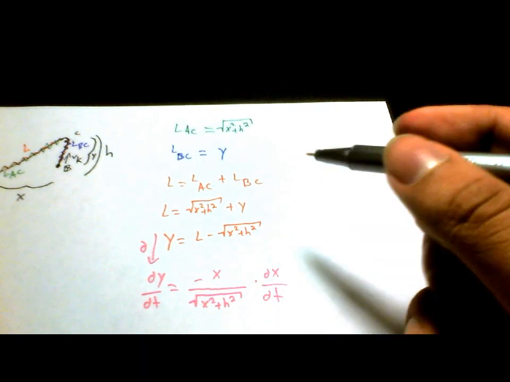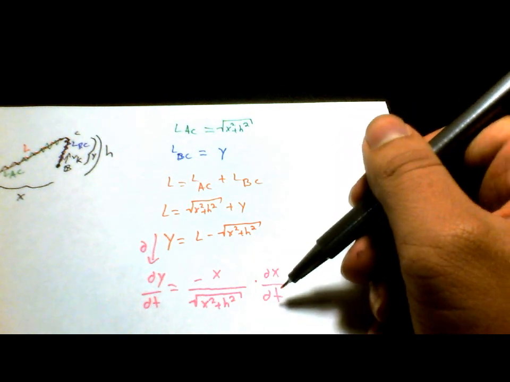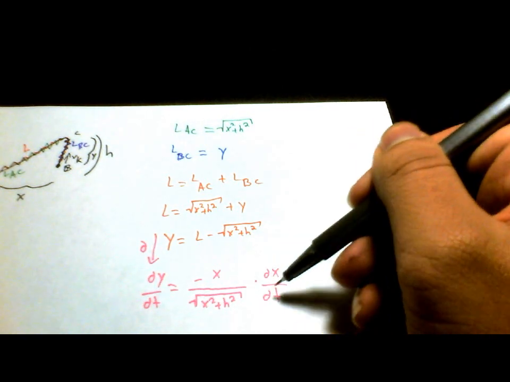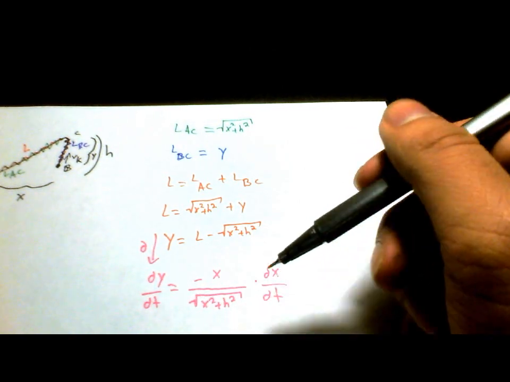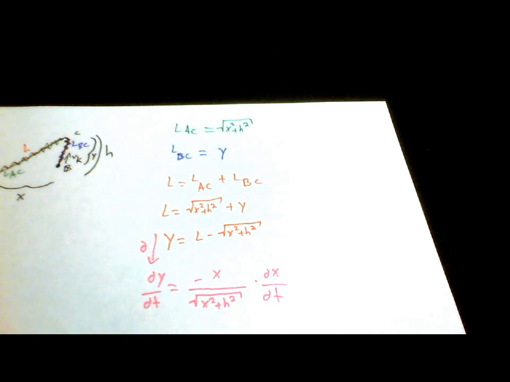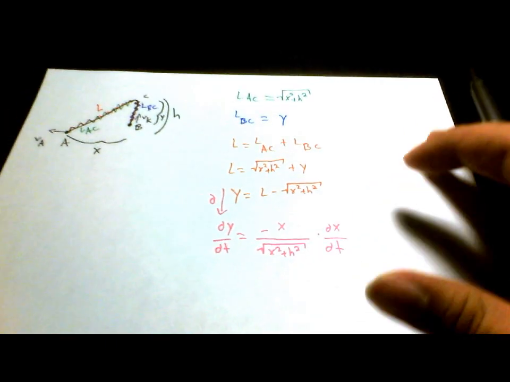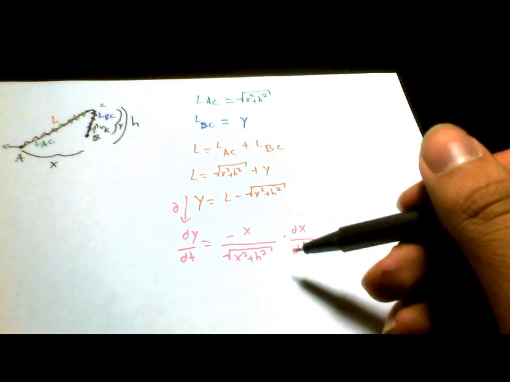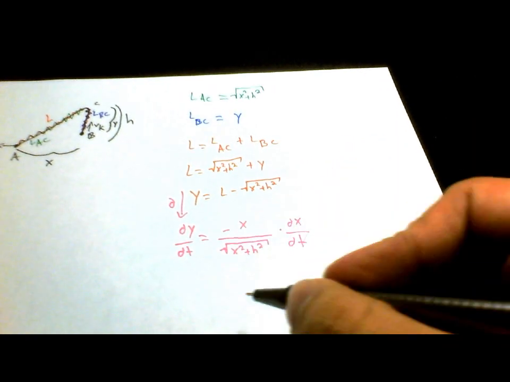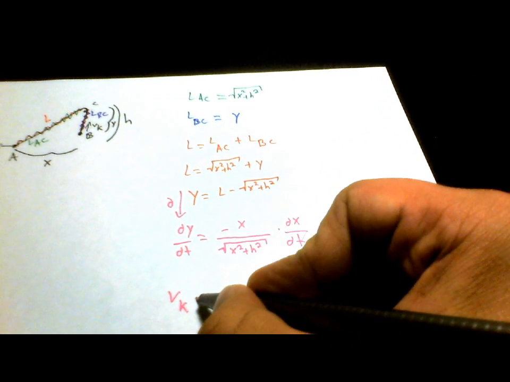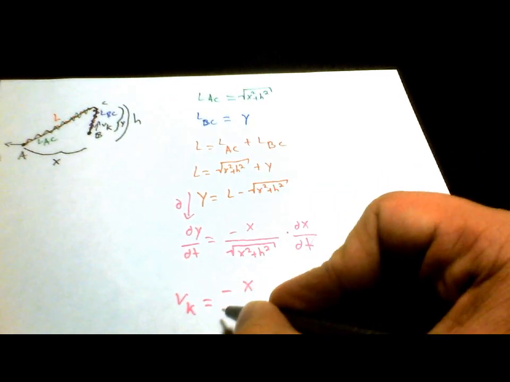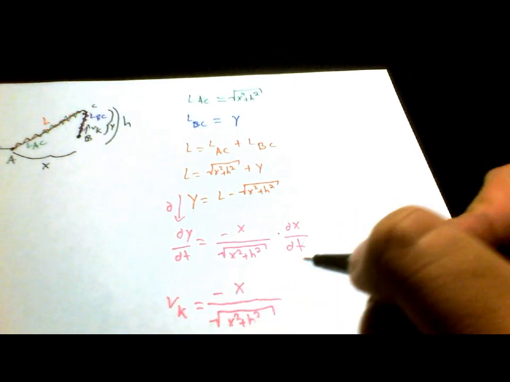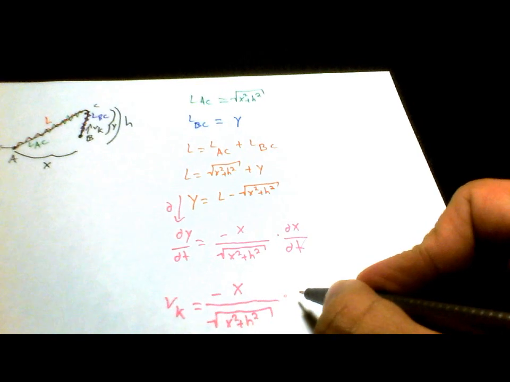It's not hard to see where this comes from, but remember, when you use the chain rule, since we're taking the derivative in terms of time because we're trying to find velocity, you have to multiply by dx dt. You have to, or it's just not going to work. So after this, plug in your numbers, because we know what dx dt is. It's just v of A, and this is v of K. So v of K equals negative whatever x value they want over the square root of x squared plus h squared, times v of A.